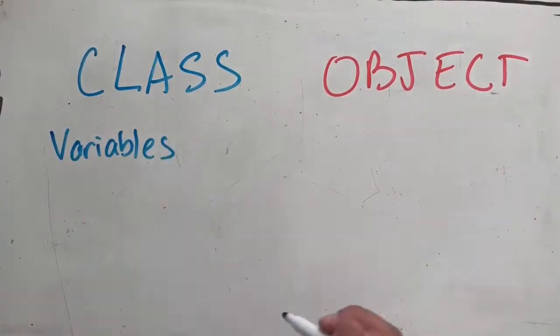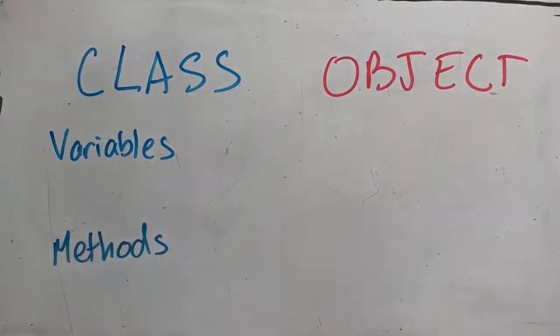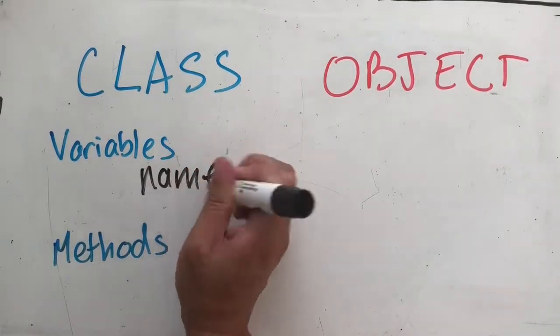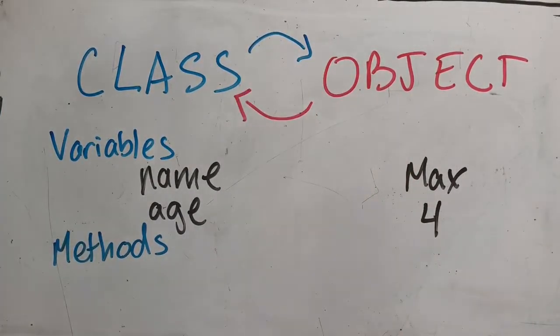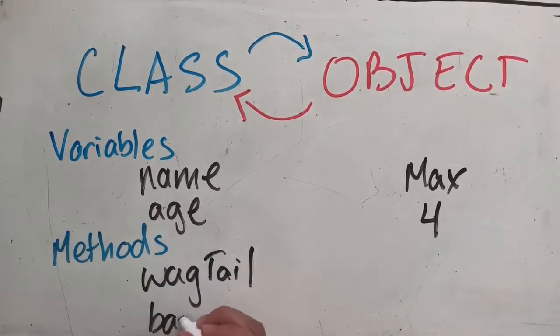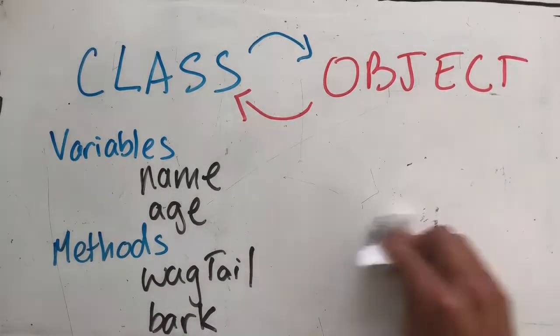Classes have variables and methods. In the previous dog example, the variables might be name and age, and the object might have name assigned to Max and age assigned to 4. Because an object is a specific instance of a class, they're very closely related. The class methods might have been wagTail and bark.